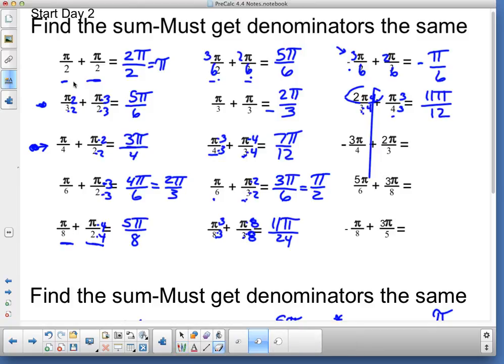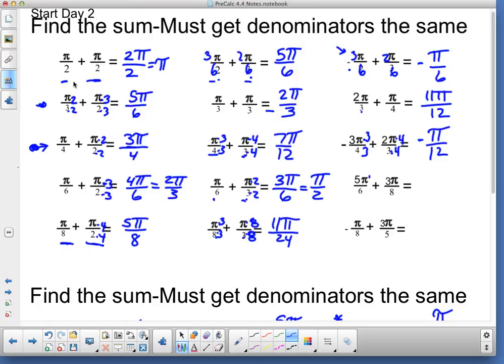I'm not sure why that did that, but we have negative 3 pi over 4 and 2 pi over 3, and again that's a 12. Multiply by 4, multiply by 3. I got 9 pi and 8 pi, so it's negative pi over 12.